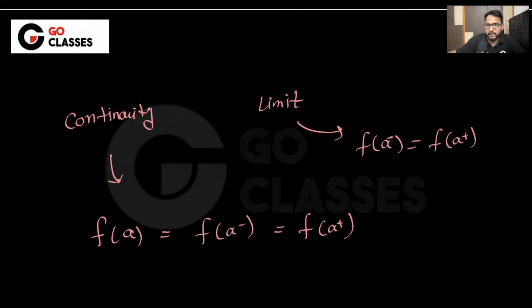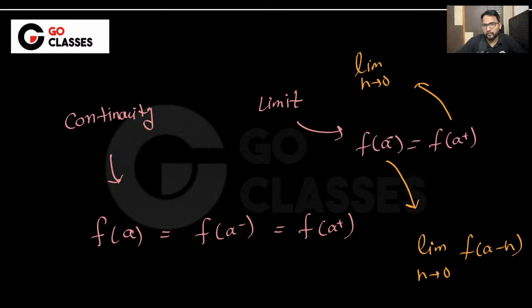What do I mean by a minus? It is same as saying limit h tends to 0 f of a minus h. What do I mean by a plus? It is same as saying limit h tends to 0 f of a plus h. Here 0 means it is basically 0 plus. If you are a little bit confused, 0 plus means it is actually a positive number. Okay, h is a positive number, then only this a minus h will be a little lesser than a, right? H is very small, which is going to 0, but it is positive also. Cool. So that's how you can understand this limit and continuity.